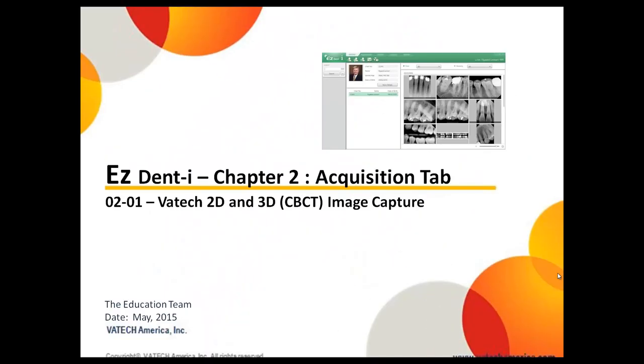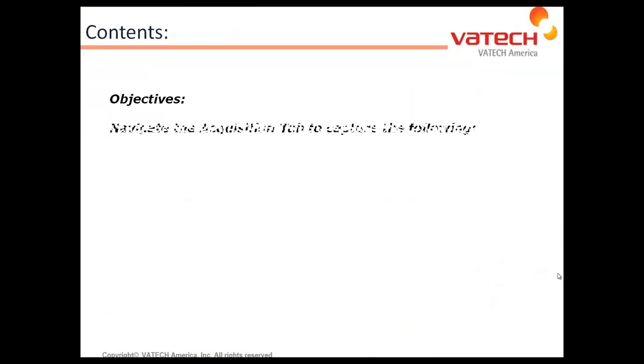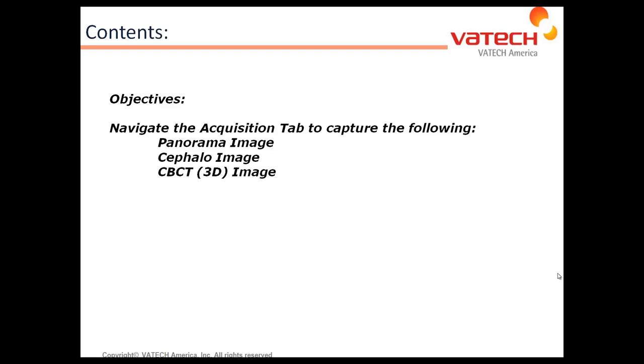EZDent-i, Chapter 2, Acquisition tab, Vatech 2D and 3D image capture. The objectives are: navigate to the Acquisition tab to capture the following: a panorama image, a ceph image, as well as a CBCT or 3D image.